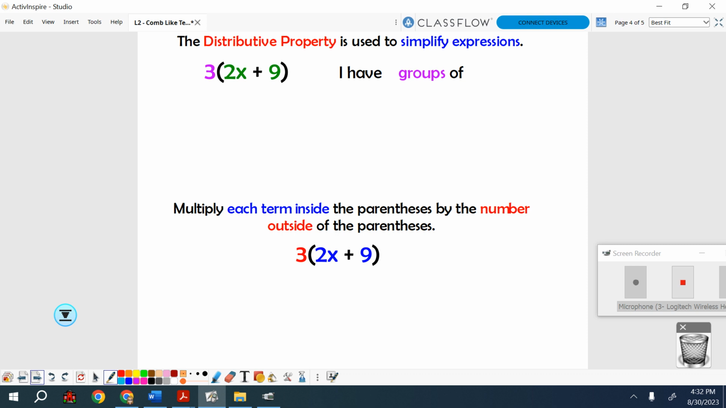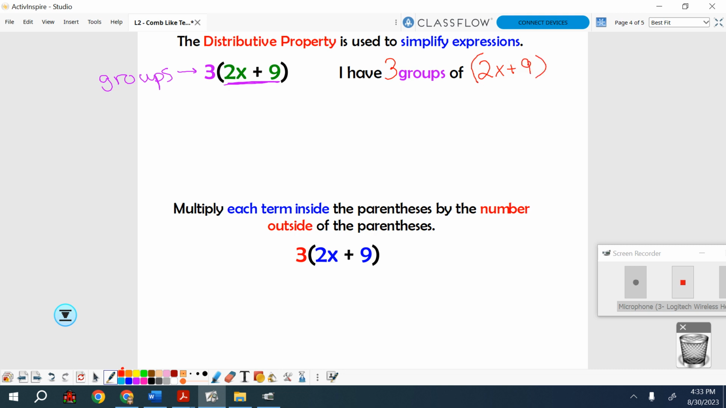It says the distributive property is going to be used to simplify expressions. So in addition to combining like terms, we can also use something called the distributive property. The distributive property shows groups. If you think back to our expressions, remember yesterday we looked at this and this was 3 groups, and inside each group was a 2x plus 9. So in words, I have 3 groups of 2x plus 9.